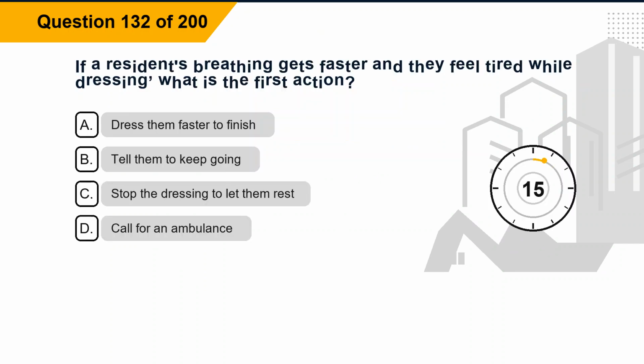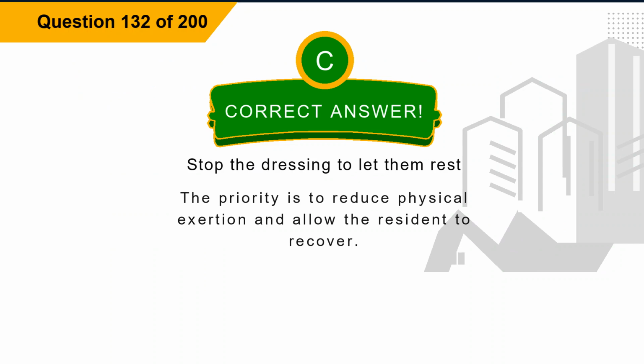Question 132. If a resident's breathing gets faster and they feel tired while dressing, what is the first action? Option A, dress them faster to finish. Option B, tell them to keep going. Option C, stop the dressing to let them rest. Option D, call for an ambulance. The correct answer is option C, stop the dressing to let them rest. Explanation. The priority is to reduce physical exertion and allow the resident to recover.